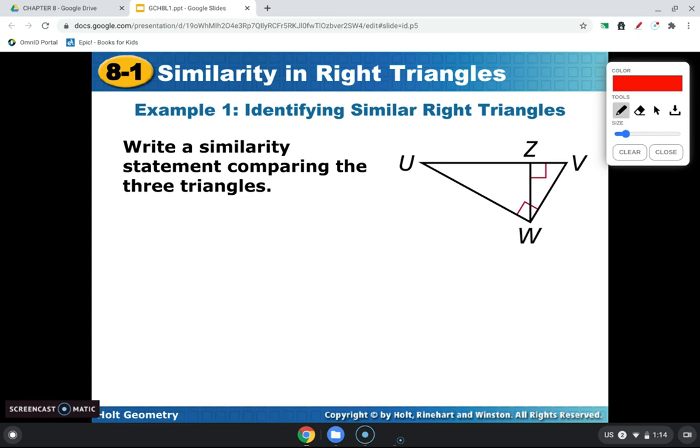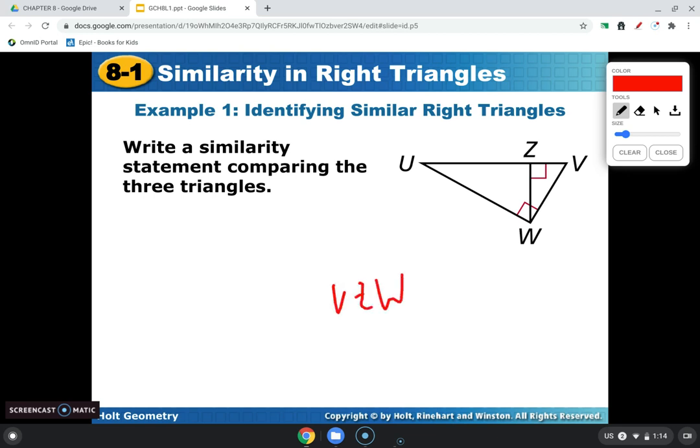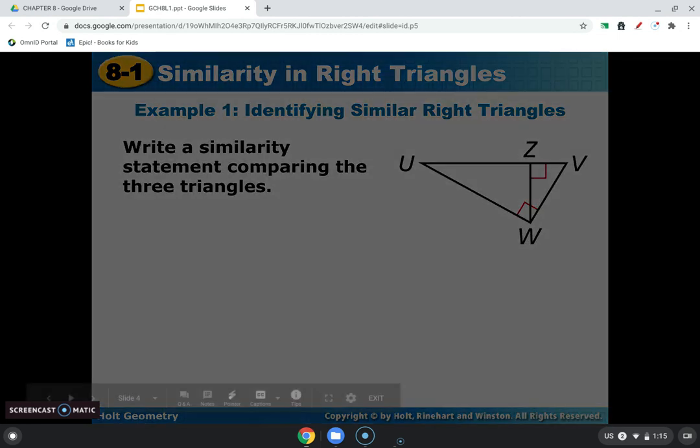So we've got the little one, VZW, is similar to the middle one, which would be WZU. I'm going short leg, long leg, hypotenuse, and then is similar to the big dog, which is VWU. That's one way that you could put it. You could also put it another way, as long as you line up the letters correctly to show that they're similar.